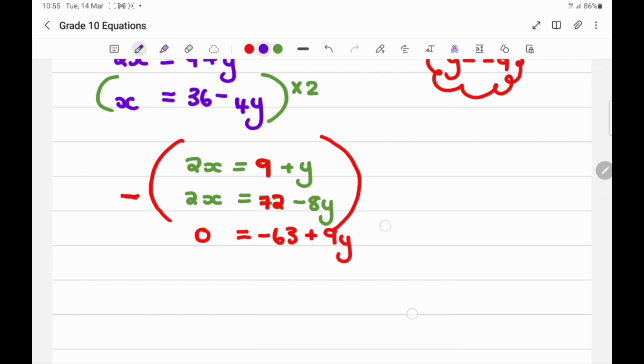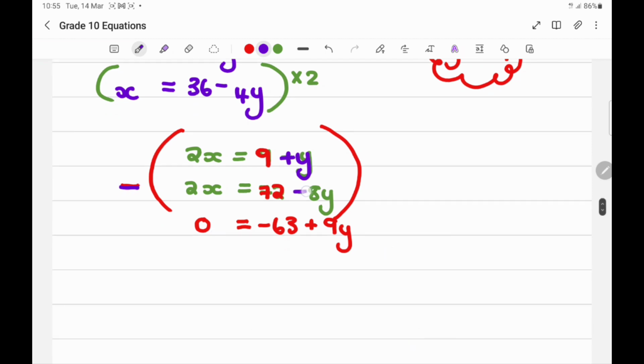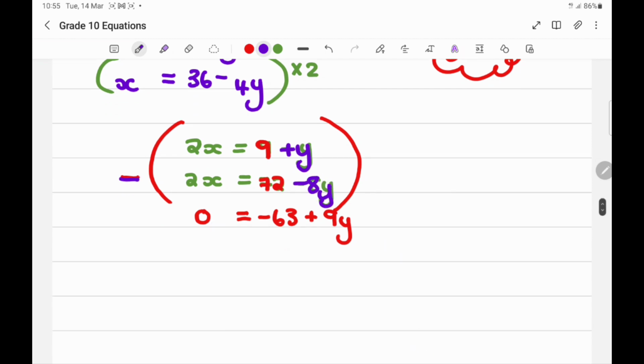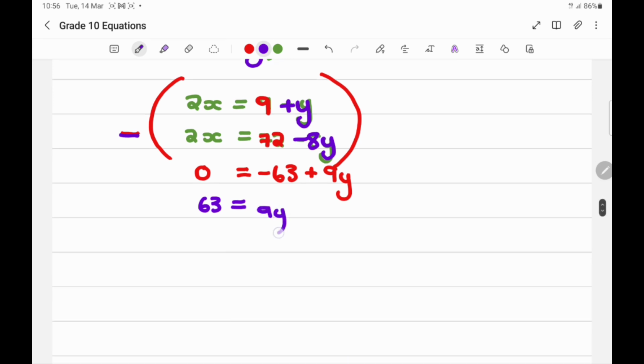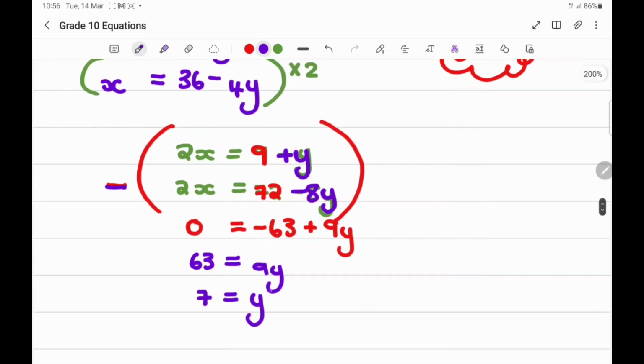Let me just show you that again. So it's a positive y minus 8y. See, we'll make it a positive. So that negative and a negative makes a positive. And now you can just solve from there. So I'm going to take that 63 over is equal to 9y. 63 divided by 9 gives you 7 is equal to y. So now we've got y.